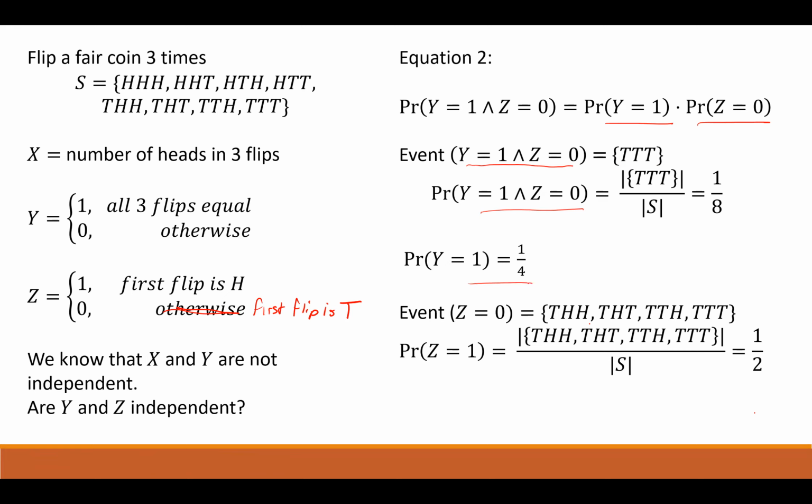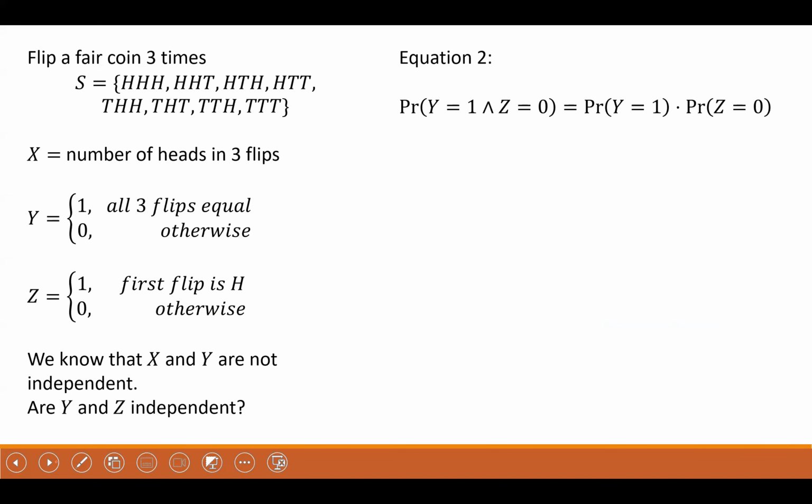Y equals 1 is 1/4. Z equals, what did I do here? This should be z equals 0. Z equals 0 is 1/2. 1/2 times 1/4 is 1/8. The same as before. So these two events are independent. Okay, so 2 equations down, 2 to go.